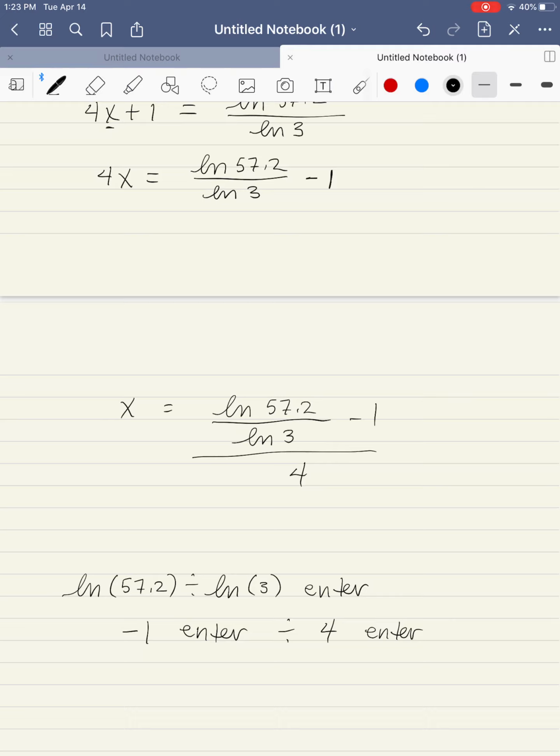It's important that you hit enter at each step to get it to do each step before it moves on to the next step. So if I do that on my calculator, I hit enter, minus 1, enter, and then divide that whole thing by 4, and I get approximately equal to, if I round to the hundredths place, 0.67.